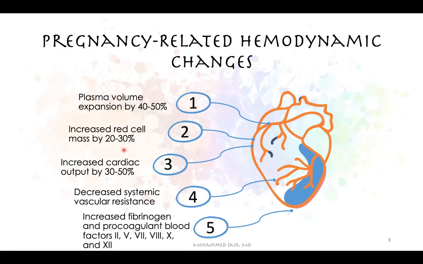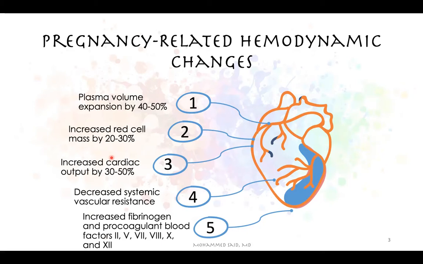And then you need to increase the production itself. So the cardiac output is going to increase by 30 to 50%. The cardiac output is basically the stroke volume multiplied by the heart rate. So by increasing the heart rate and stroke volume, the cardiac output is going to increase. And then you're going to decrease the systemic vascular resistance through peripheral vasodilation, to allow more blood to flow to the organs.